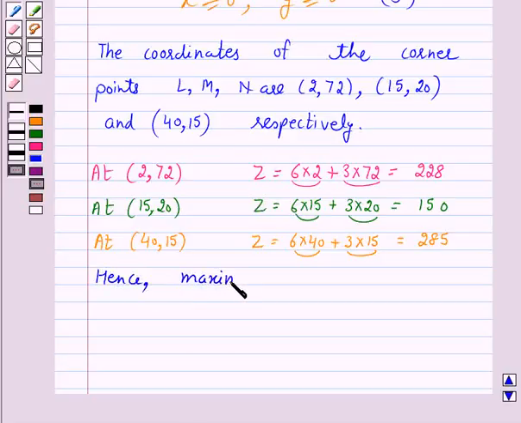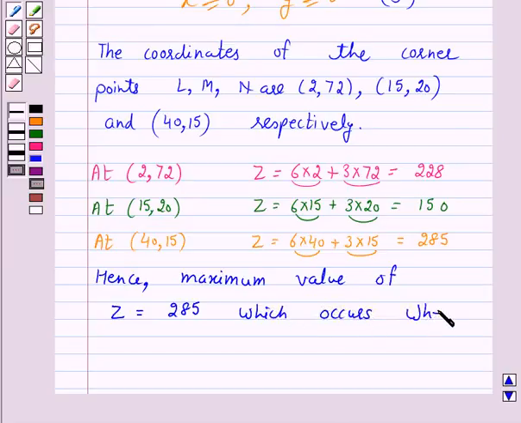Hence, the maximum value of Z is equal to 285, which occurs when x is equal to 40 and y is equal to 15. Hence, the amount of vitamin A under the constraints given in the problem will be maximum if 40 packets of food P and 15 packets of food Q are used in the special diet. The maximum amount of vitamin A will be 285 units.